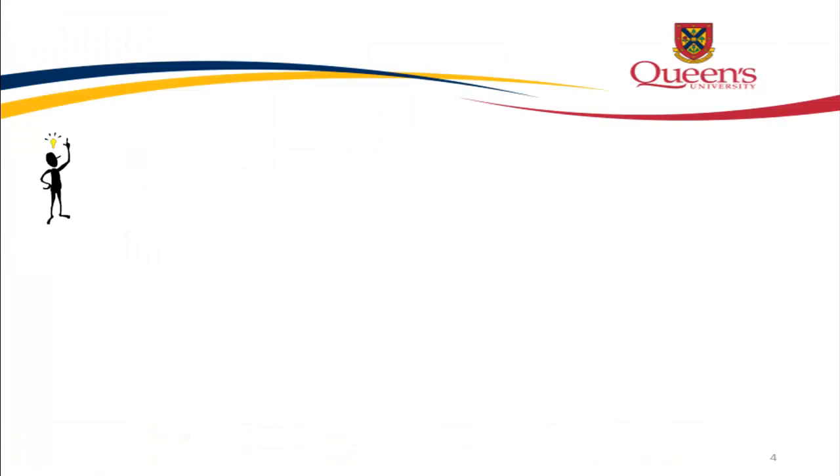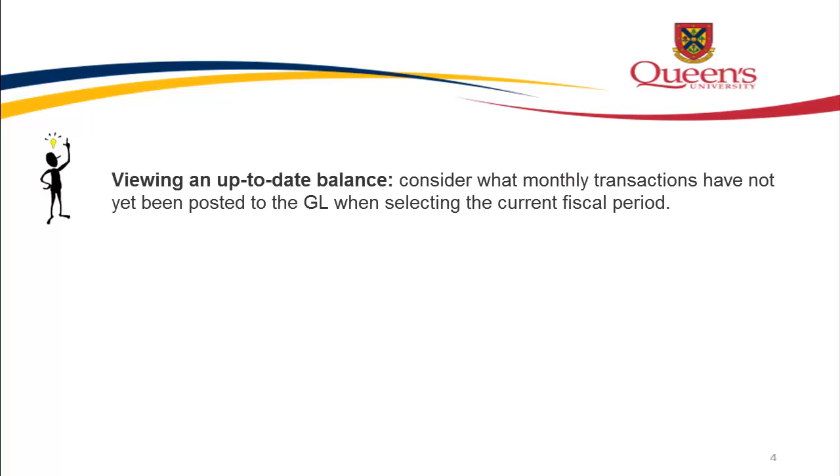A few tips to keep in mind when running the Statement of Operations Non-Research Report. If you are running the report for the purpose of viewing an up-to-date balance, consider what monthly transactions have not yet been posted to the GL when selecting the current fiscal period. For example, these entries might include the monthly telephone and courier costs, P-card transactions, the monthly payroll and benefit distribution, and related commitment adjustments, just to name a few.